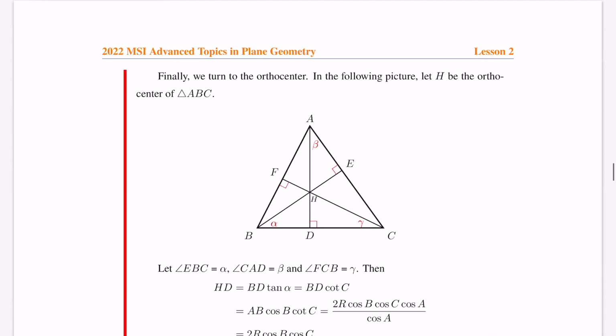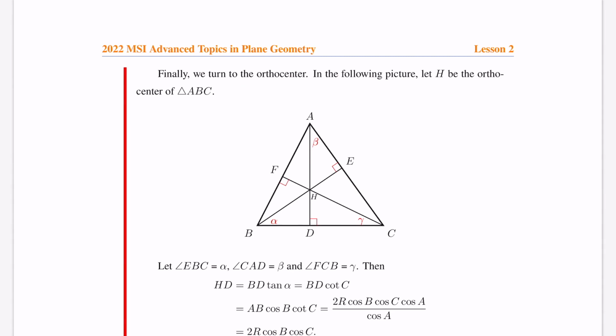Okay. So the last one, probably the most difficult one, is called the orthocenter. From last week, we know that the three heights, or the three altitudes, of a triangle must be concurrent. And they are concurrent at the point H, which we call the orthocenter. Orthogonal is equivalent to perpendicular. So the orthogonal center, the perpendicular center, is basically called the orthocenter.